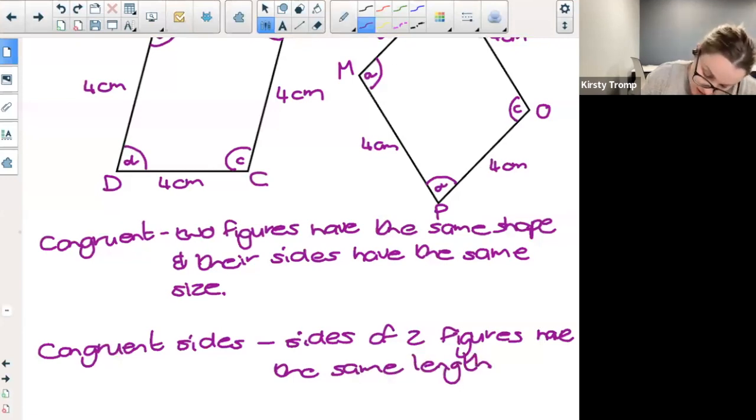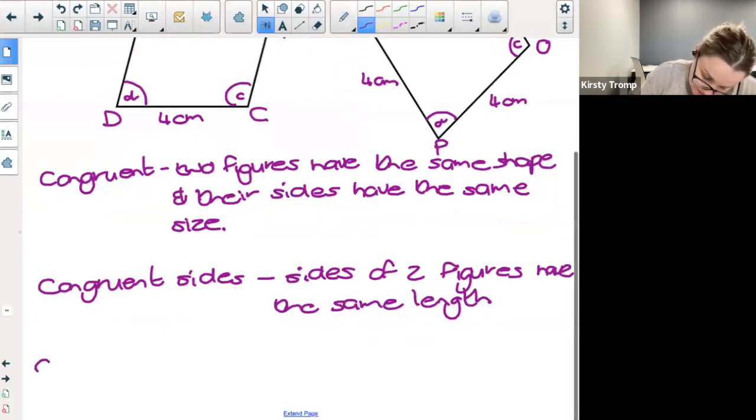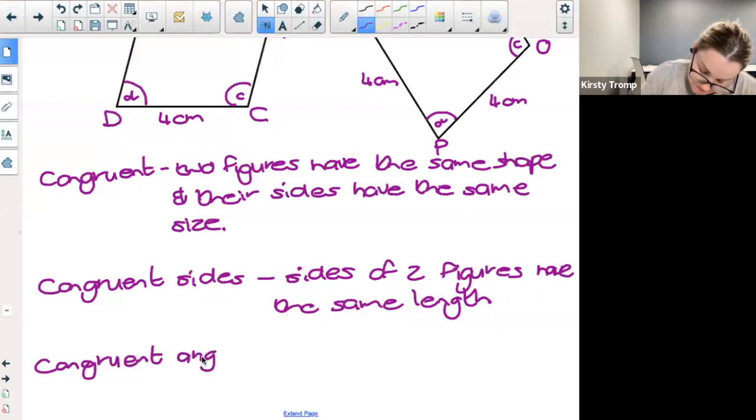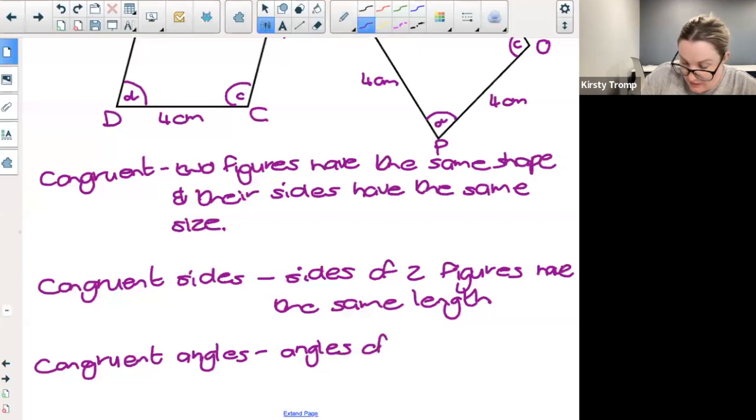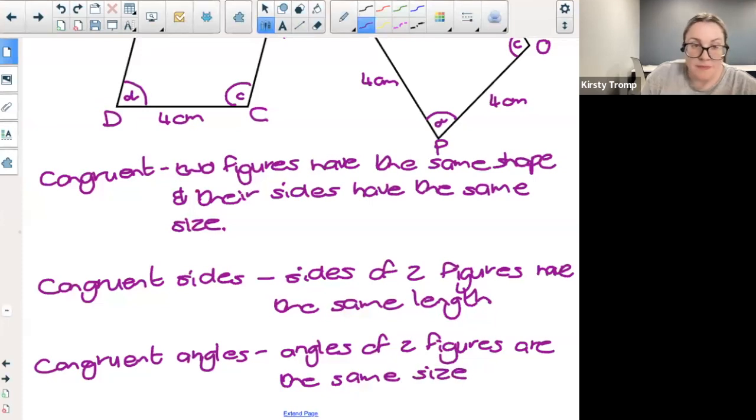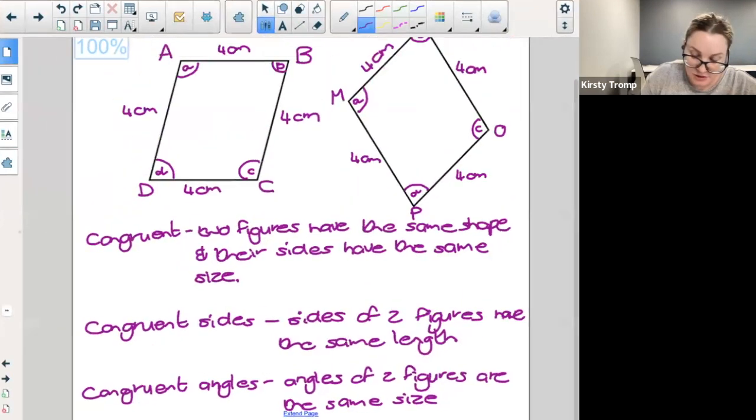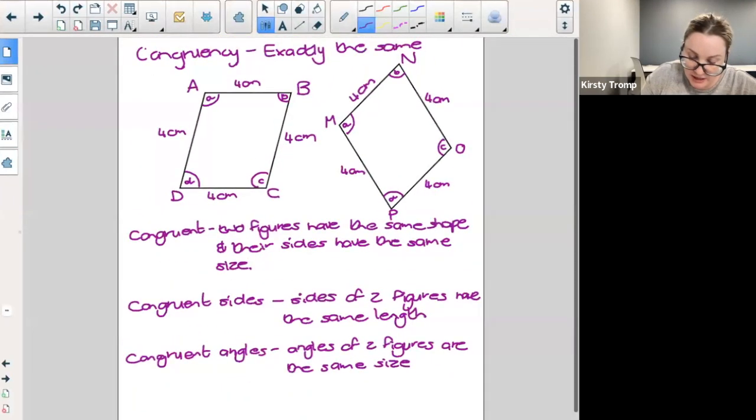All right, and what else do we have? We also have congruent angles. All right, and what do congruent angles mean? It means that the angles of two figures are the same size. All right, so I'm going to make that a bit smaller for you guys.